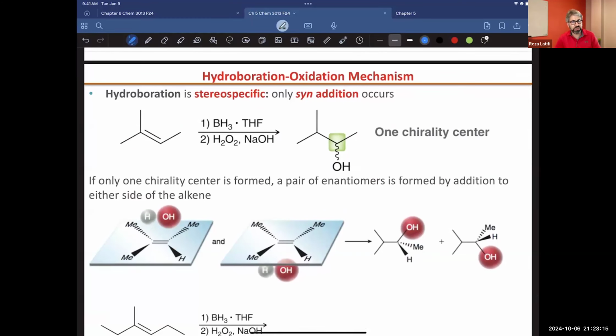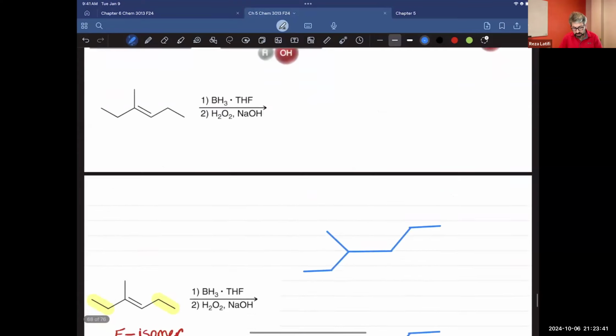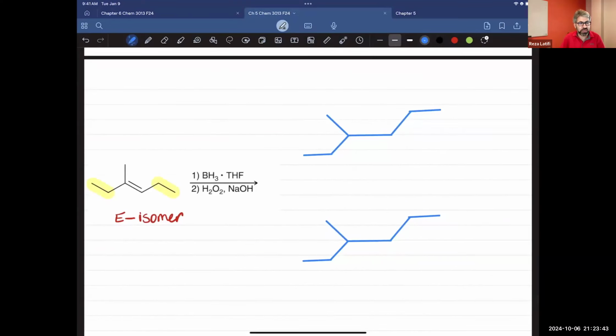Let me show some more examples. We said the reaction is regioselective because it prefers the carbon with less substituent, and it's the opposite of Markovnikov's regioselectivity. The second thing is, addition is happening to one side, either from the top or bottom of the molecule, so we say it is stereospecific. Here we have an example. This is an E isomer, and the addition can happen from the top or bottom of the molecule.